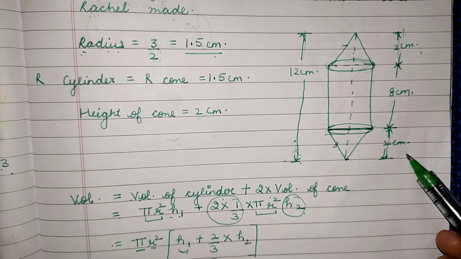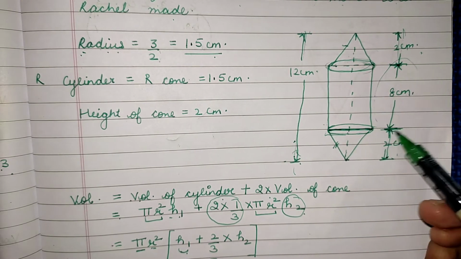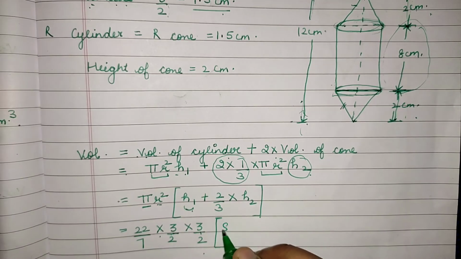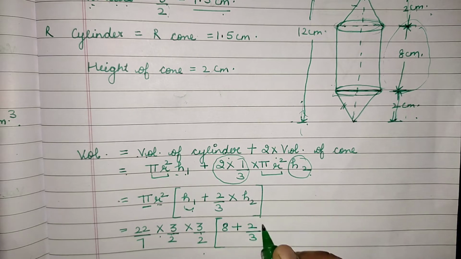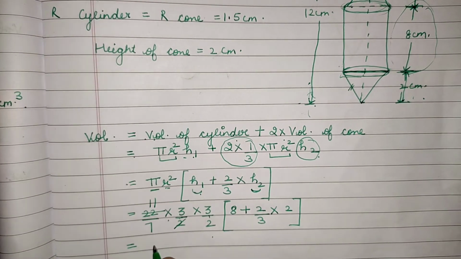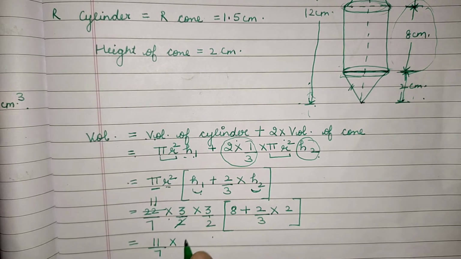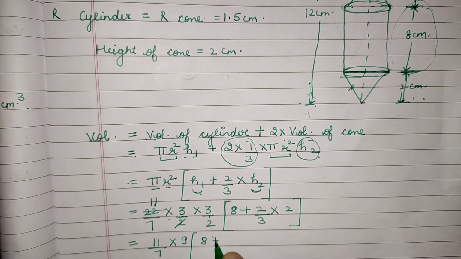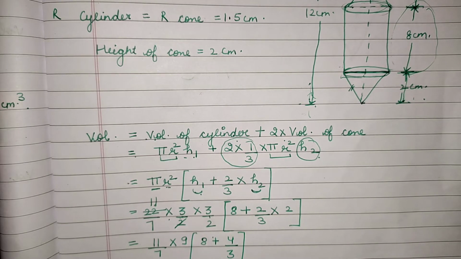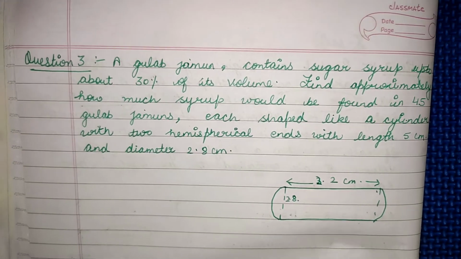So 2 plus 2 is 4, and if I subtract 4 from this total height, then I will get the height of my cylinder, which is equal to 8, plus 2 by 3 into h2, what is h2? Height of the cone. Solve this value and you will get your final answer, which is equal to 11 by 7 into 9 into 8 plus 4 by 3. When you solve all these values, you will get your final answer as 66 centimeter cube. Okay, moving to question number 3.